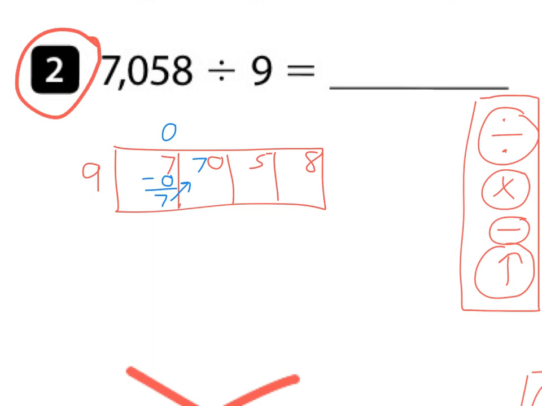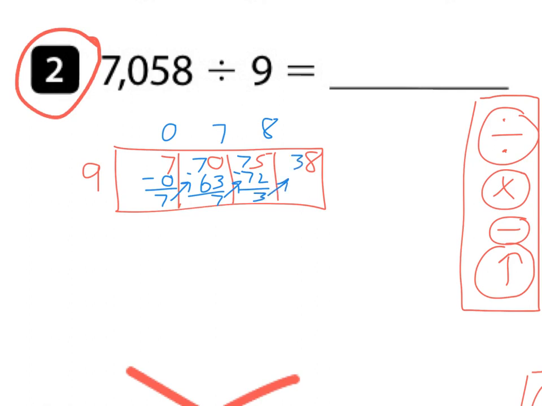How many times does 9 go into 70? 7 times. 7 times 9 is 63. 70 minus 63 will give me a difference of 7. Bring that 7 up. Start the whole process over. 9 goes into 75 8 times. 8 times 9 is 72. 75 minus 72 will give me a difference of 3.